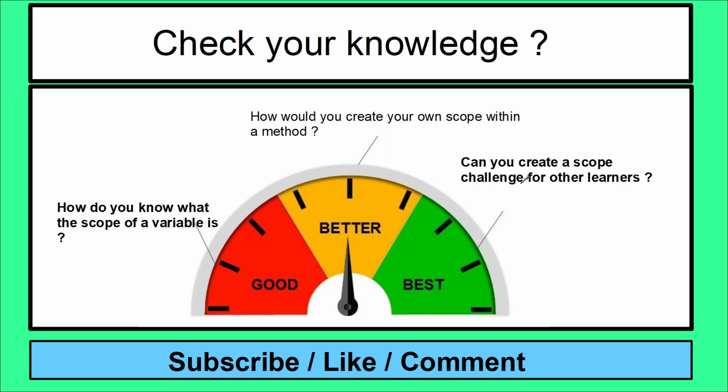So we're coming to the end of the video now. If you can answer these questions, then I think you have a good understanding of the knowledge within this video. If you know how to determine what the scope of a variable is, then I think this is the kind of information that you must know to pass an MTA exam. If you are able to create your own scope within a method, then I think you've started applying the knowledge you've learned to your own code. I think that's very good, and it's a little bit more than you need to know from the MTA exam.